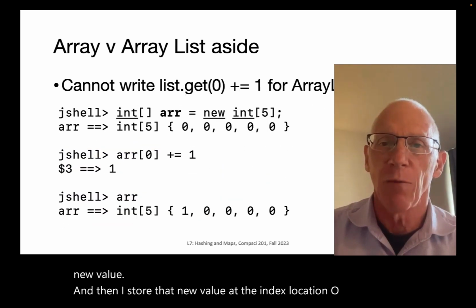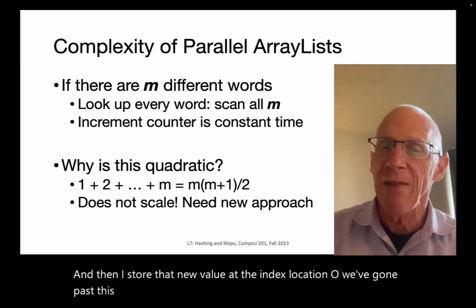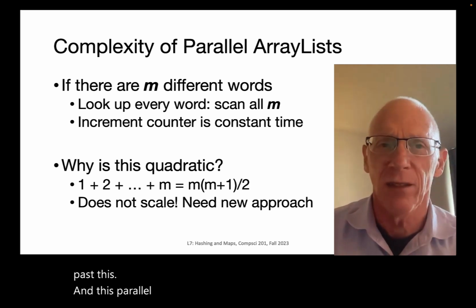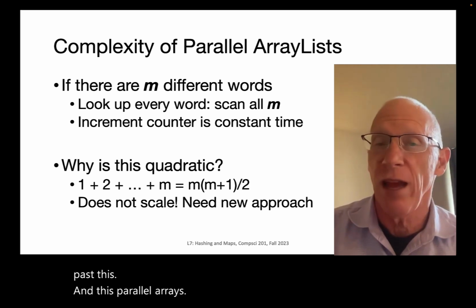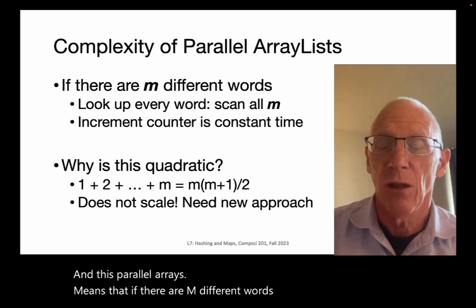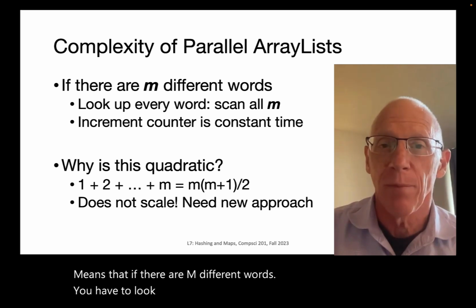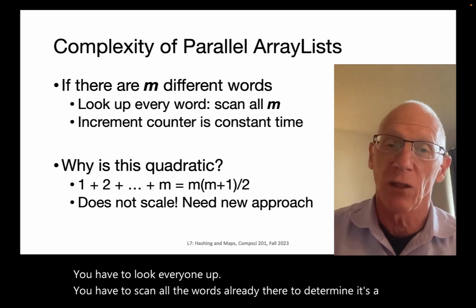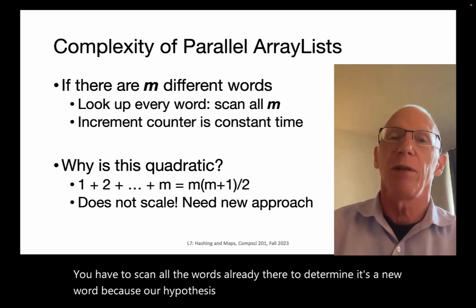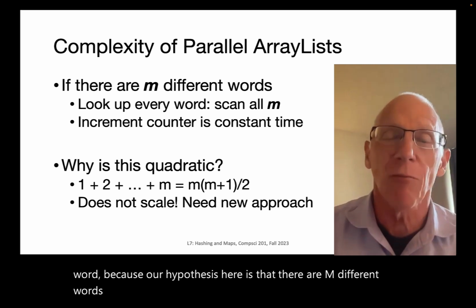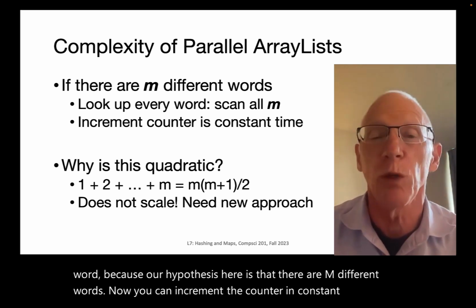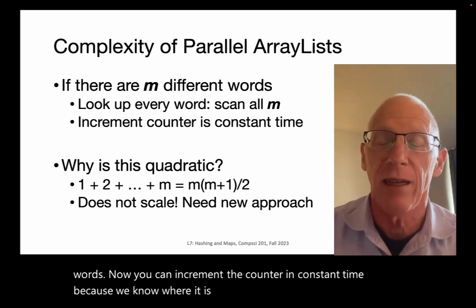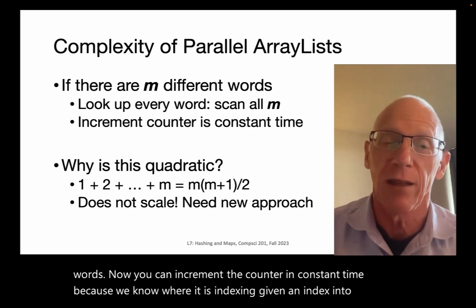So we've gone past this, and this parallel arrays approach means that if there are m different words, you have to look every one up. You have to scan all the words already there to determine it's a new word, because our hypothesis here is that there are m different words. Now you can increment the counter in constant time because we know where it is. Indexing, given an index into an array, is constant time.